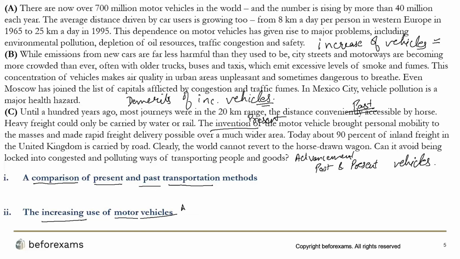So let's now try to figure out the answers. Increase of vehicles, increasing use of motor vehicles. This will be our answer because we didn't find any information in the other paragraphs. So A is our answer there. Comparison of present and past transportation methods. Okay, so it is talking about present and past. It was talking about past and present vehicles. Is there any other paragraph which was talking about past and present vehicles? No, there was not. So the answer of this will be C.